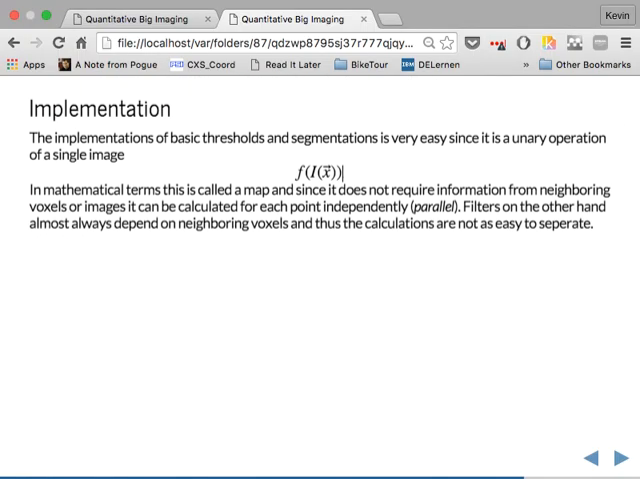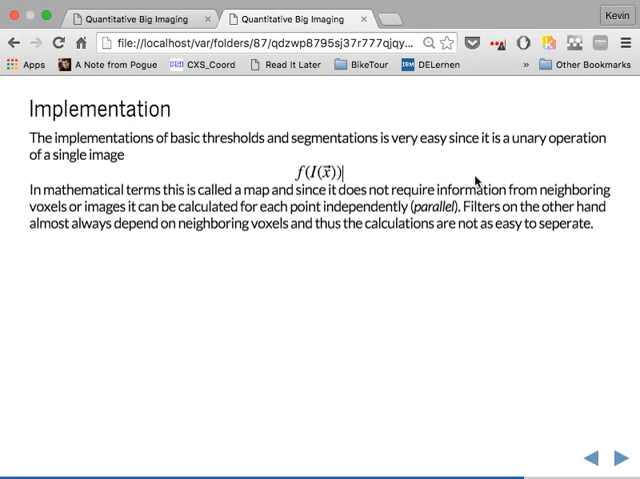So now to move on to implementation. Implementing these analyses is quite easy because it's basically a function that you apply to your image, a unary operation where your image comes in, you apply it, and you get the output. In mathematical terms, this is usually called a map. It's very easy to apply in parallel because you don't need any other information. You can look at each pixel completely separately from all the pixels around it. That makes this very easy to do, particularly at a large scale, because you just need the information from the pixel that you have.